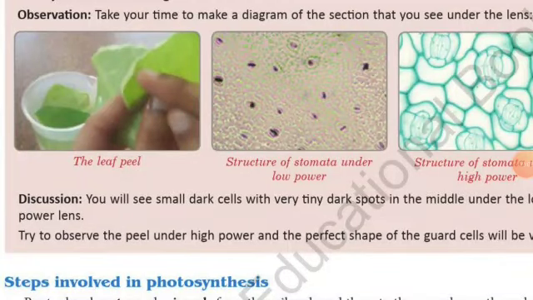Good morning, students. I hope you have understood what we have studied till now. And let's start the next topic. Today, we will start the new topic, that is, steps involved in photosynthesis, given on page number 16. Now, come to page number 16.